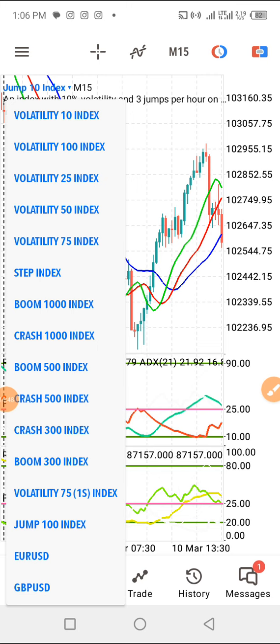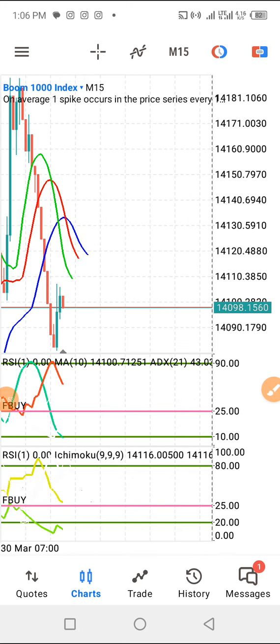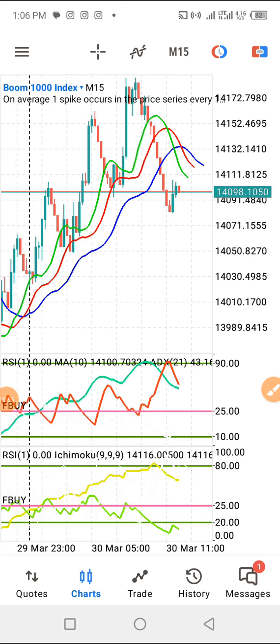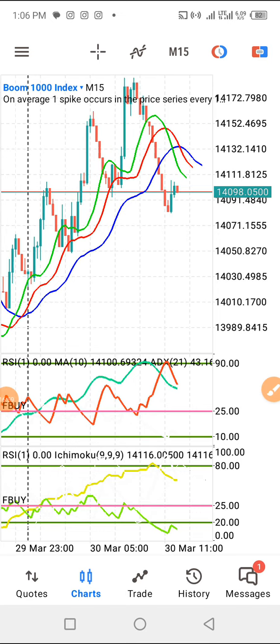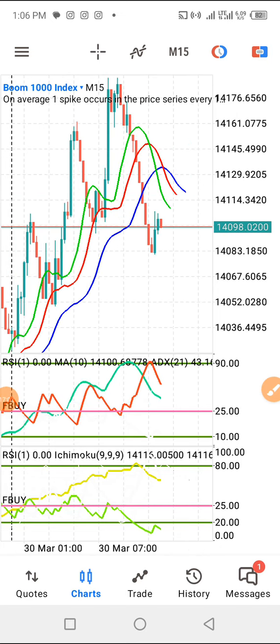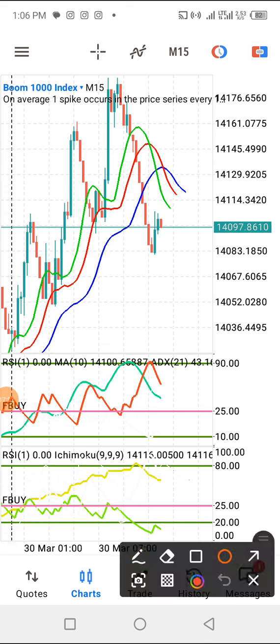When you come to the Boom and Crash, let's use the Boom 1000 as an area of reference. Now, you will notice that here there is pressure for a down sell. Why is there pressure for a down move? At first, what do you notice? You notice that the red line is above level 25, right? It is above level 25.